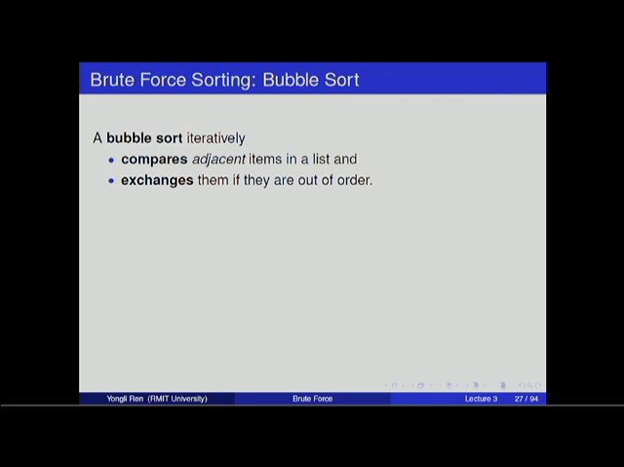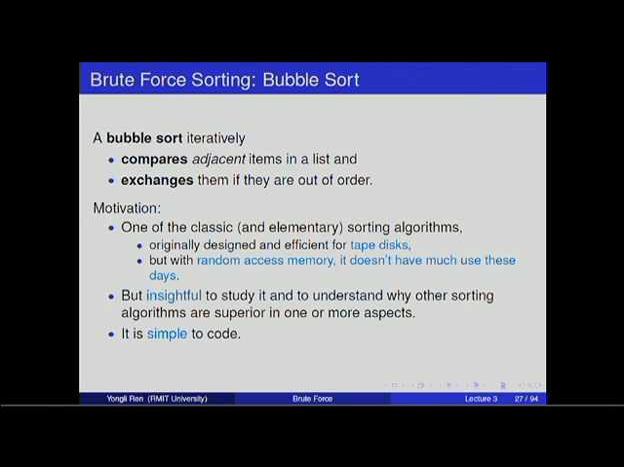Now we come to another sorting algorithm called bubble sort. Bubble sort is where we compare the adjacent items in a list and then exchange them if they are out of order. So what does that mean? That means something like this.